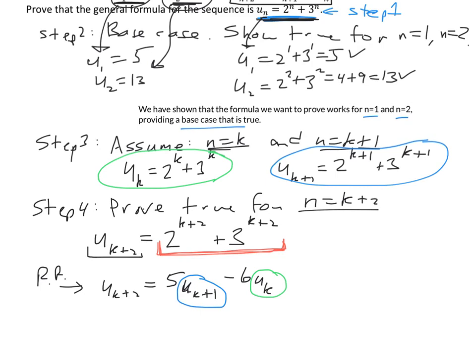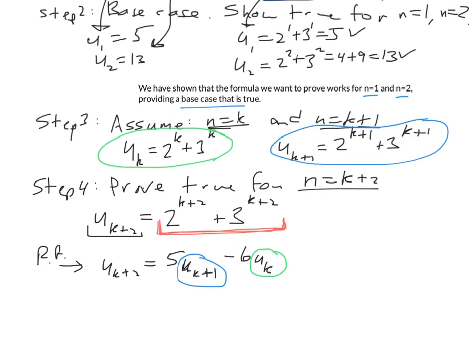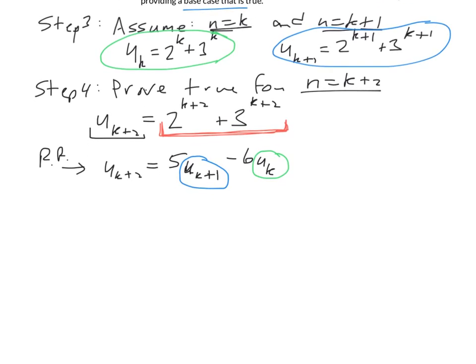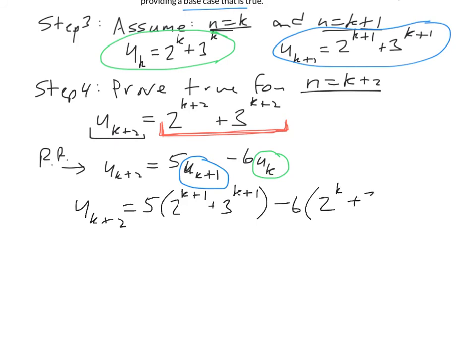If you're feeling up to a bit of a challenge, try this on your own, give it a shot and see where you get. If you're concerned, maybe even try just taking one step, plug these things in, and see if you have any thoughts about what you want to do. So let's see here. We know that u sub k plus 2 is going to be 5 times u sub k plus 1, that's the one over here, 2 to the k plus 1 plus 3 to the k plus 1. And then minus 6 times u sub k, which is 2 to the k plus 3 to the k.